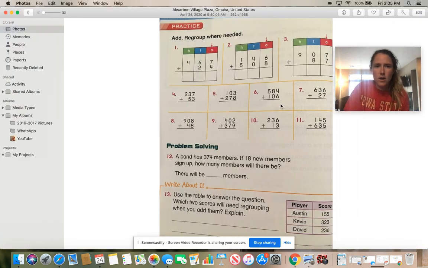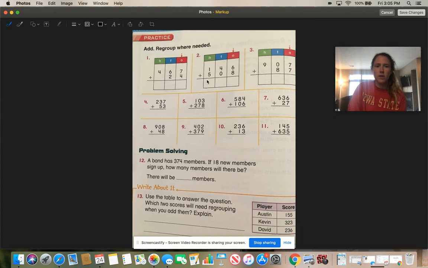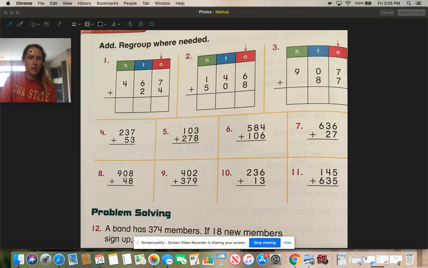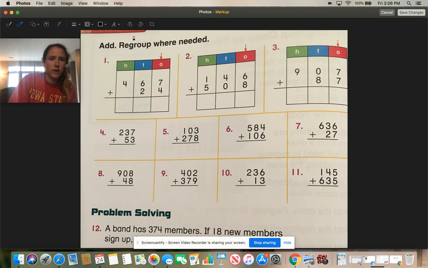Okay, here we go. Let me hit my edit button. Markup, here we go. So have your page ready. Let me stick my picture over here. Now let's start with number 1. Now remember, second graders, we always start in the ones place. If you don't start in the ones place, we're going to start to get incorrect answers, okay? Always start in the ones place. This red arrow tells us start in the ones place, okay?